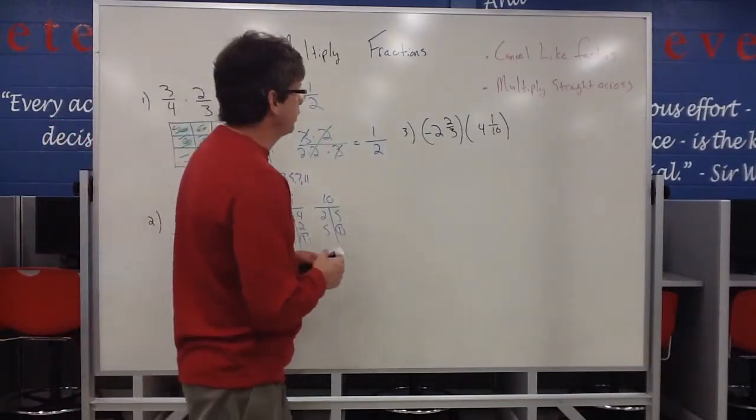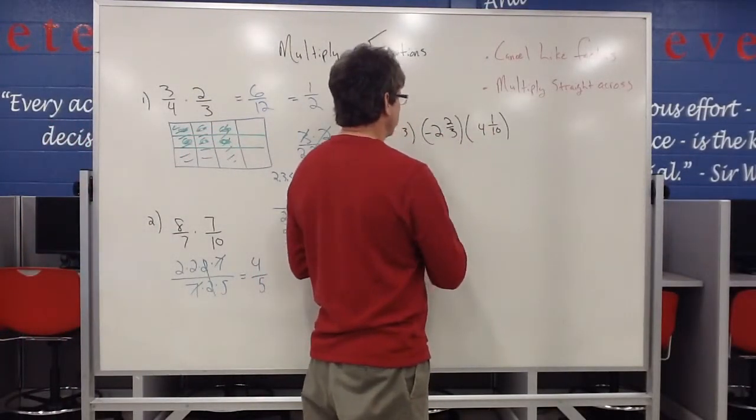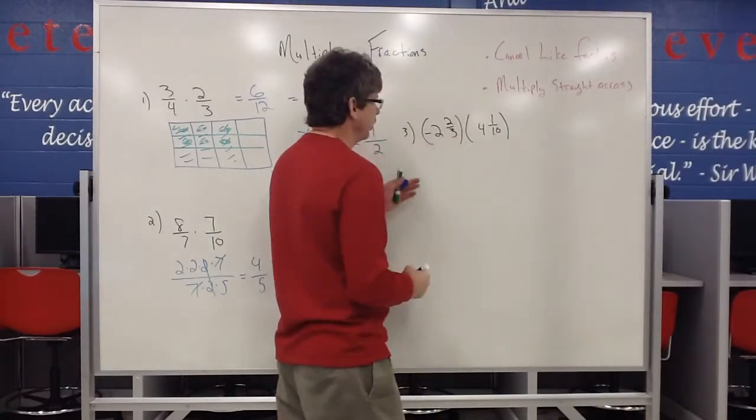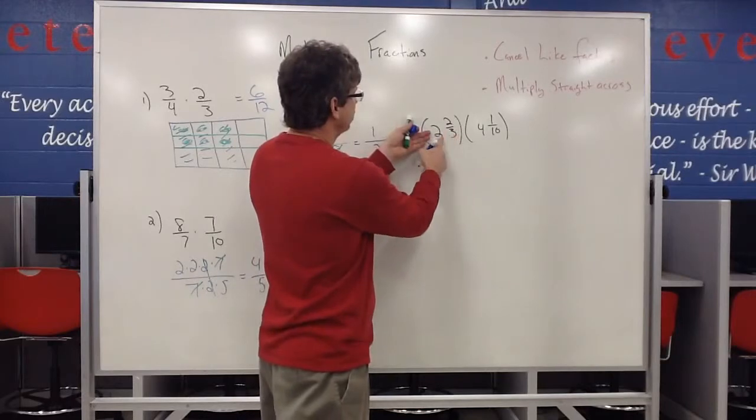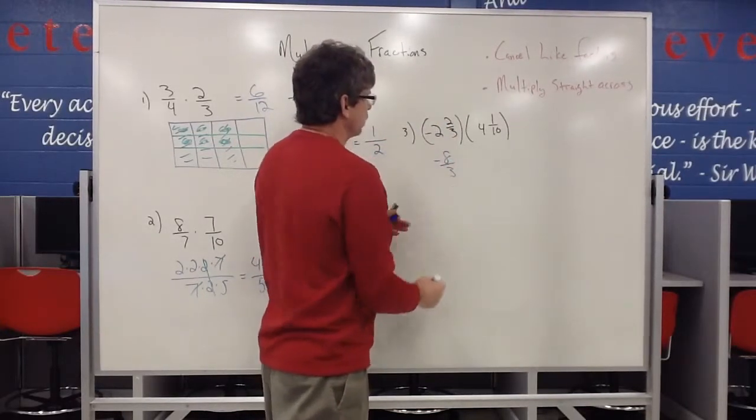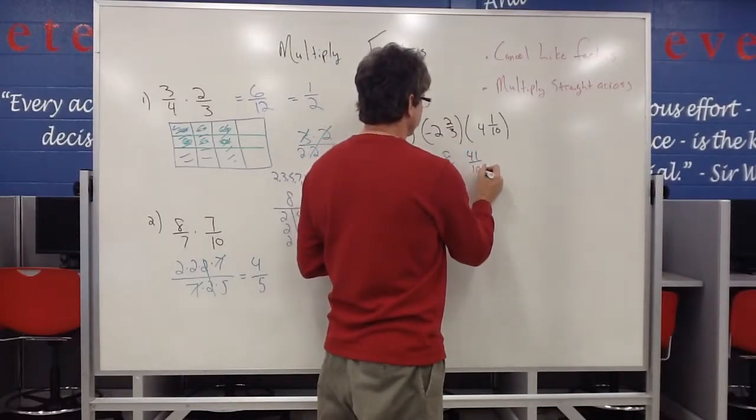So if I look at this example, I have -2 and 2/3. Let's make these look like fractions to start with. So 3 times -2, -6, and that 2. Actually, it's probably easier to leave the negative out. 3 times 2 is 6, plus 2 is 8, so that's going to be -8/3. 4 times 10 is 40, plus 1, so it's 41/10.